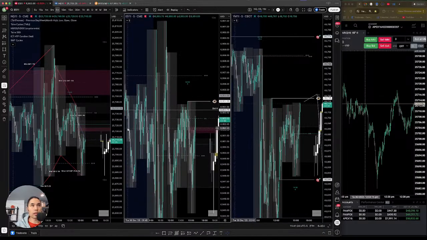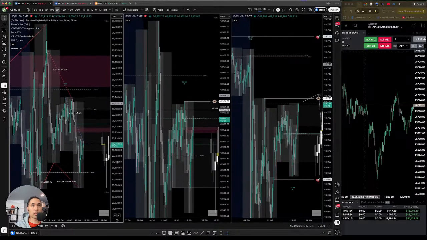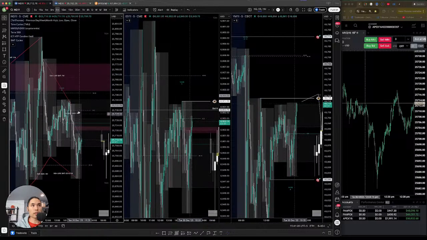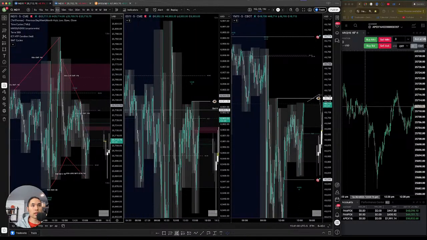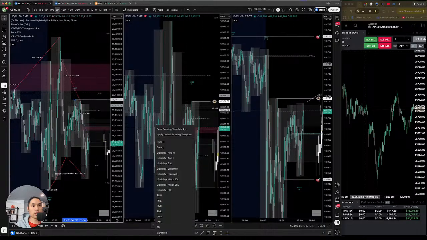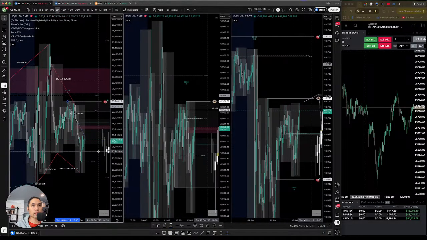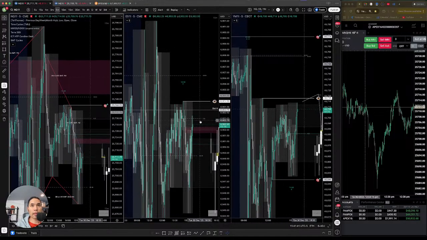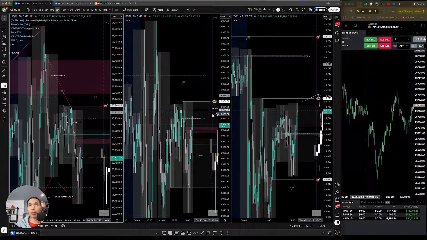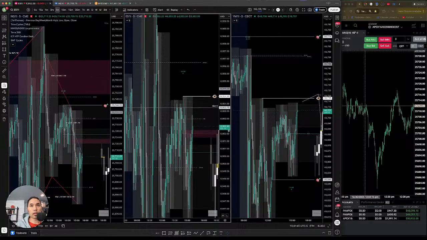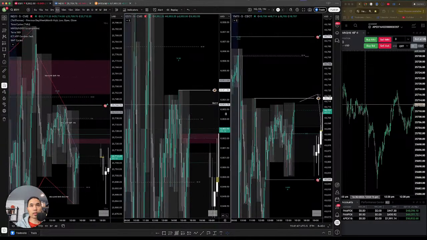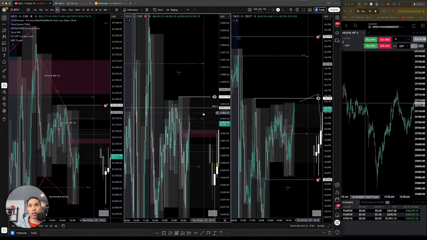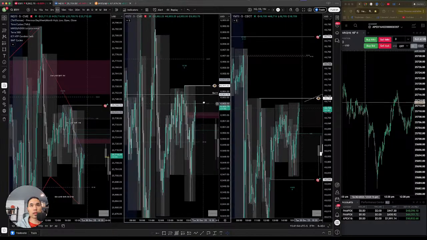Let's see what YM does, and let's see if NQ is going to catch up to take out some of these highs. I think the target on NQ could either be this high here, potentially this high. So let's see what this 5 minute does. Okay, yeah, so looks like ES closed above here, so it looks like we are going to head towards these highs on ES.